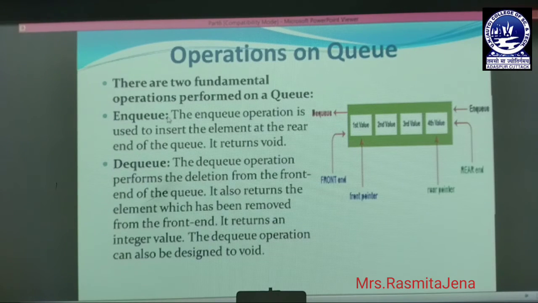So, NQ is the operation used to insert an element at the rear end of the queue, and it returns void. DQ is the other operation we perform over the queue, and by the DQ operation the deletion from the front end of the queue is done. It also returns the element which has been removed from the front end, as an integer value, and the DQ operation can also be designated as void.